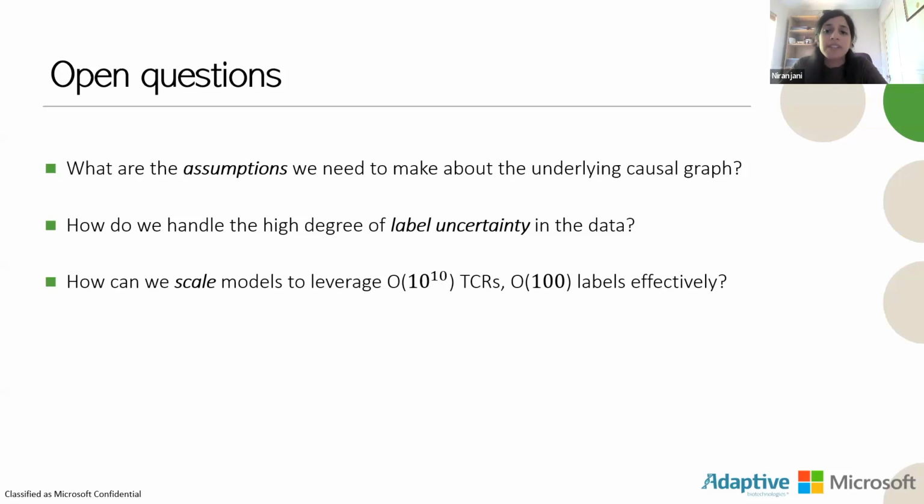And finally, what is the right way to provide labels? And finally, how can we scale these models to leverage the order of 10 billion TCRs, 100,000 samples, and hundreds of labels available to us towards a kind of foundation model for TCRs?